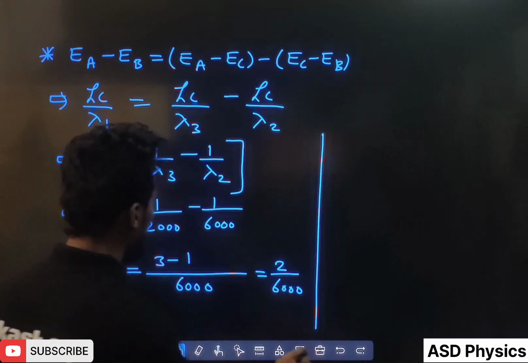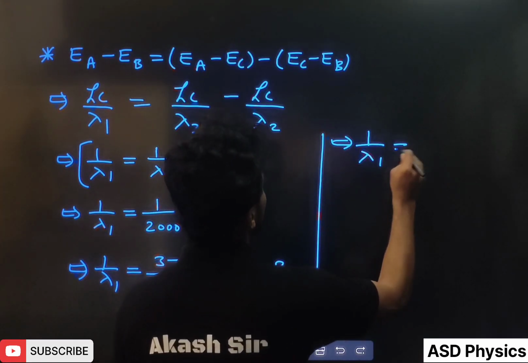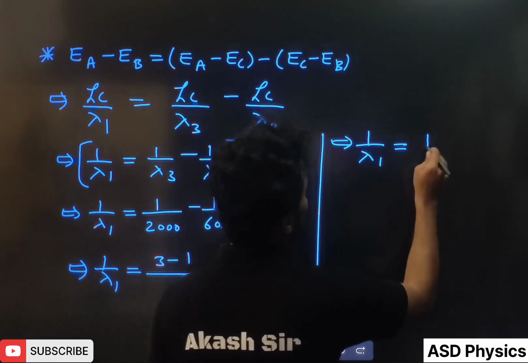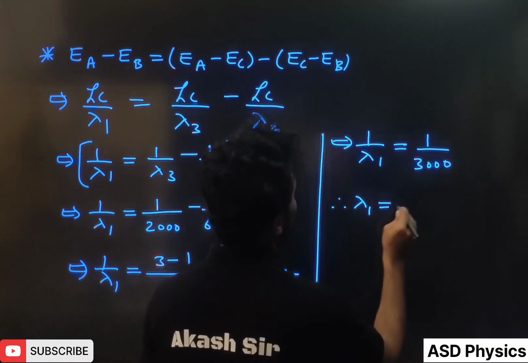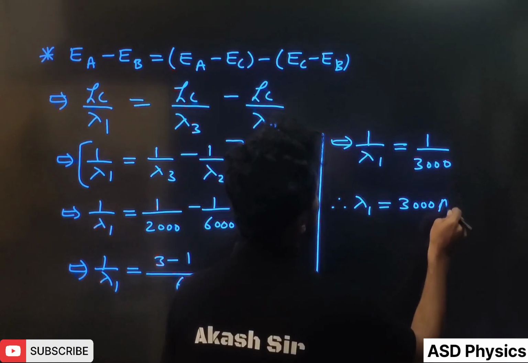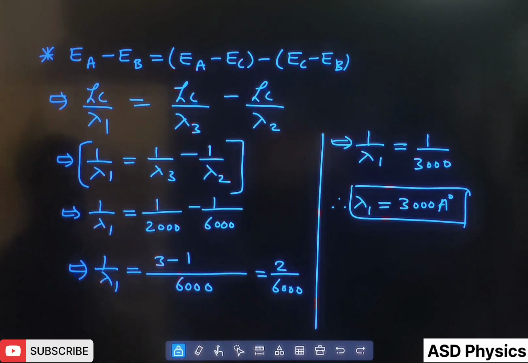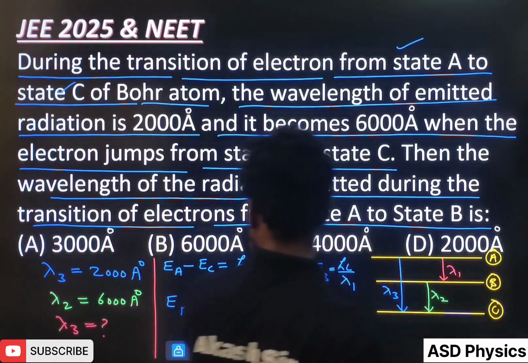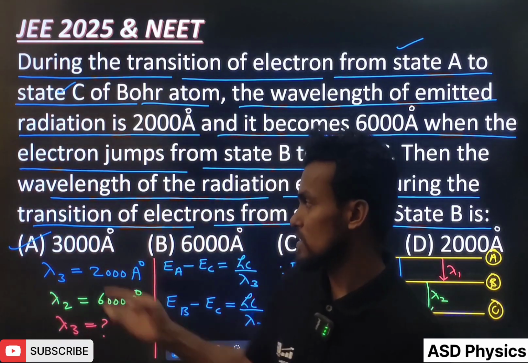Now after that, we can write very easily that 1 by lambda 1 is equal to 2 by 6000, which means 1 by 3000. So hence, students, lambda 1 is 3000 angstrom. So you can see very well how easily we have got this. If we see which option is the correct one, 3000 angstrom, you can see that the correct option is option A.